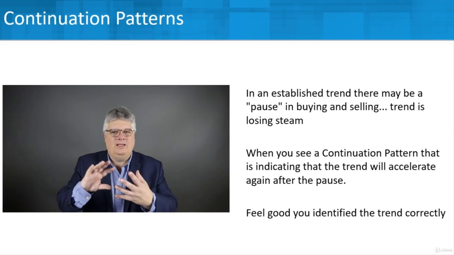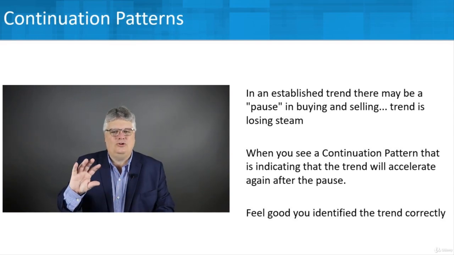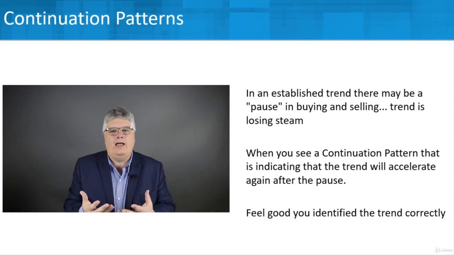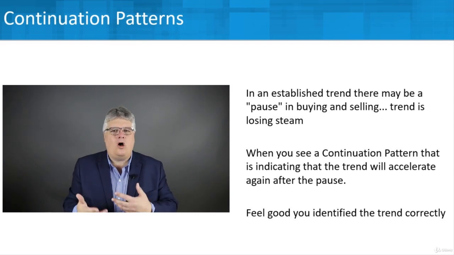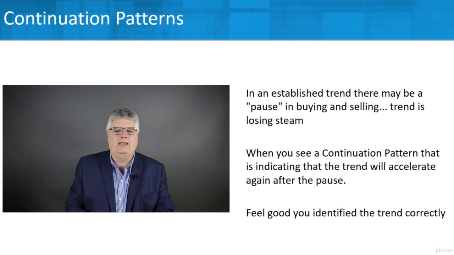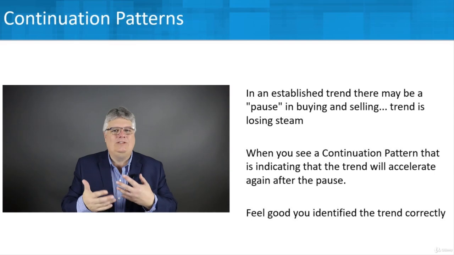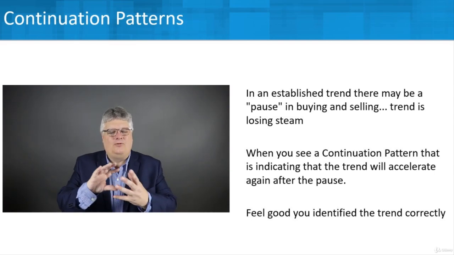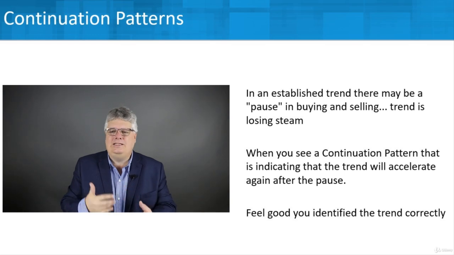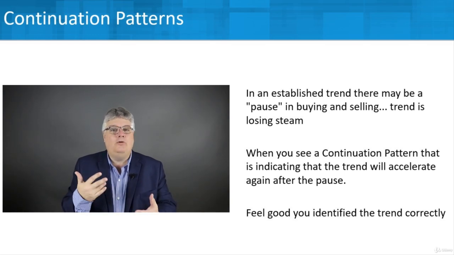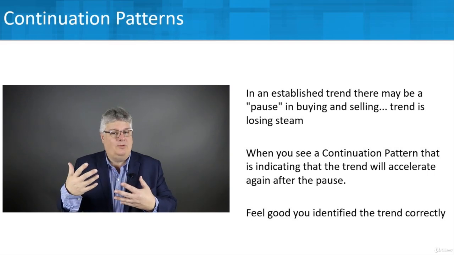So in an established trend, let's say it's an uptrend, there's a trend that's being established. Prices are headed in a certain direction. Prices are either going up or down, and what can happen is there's a pause. There might be a strong trend either way, either up or down, and then there's a little slowing down of buying and selling. The trend is starting to lose its steam, so to speak. It's not being firmly bought up or firmly sold off. And when you see a continuation pattern, that is indicating that the trend will accelerate again after the pause.